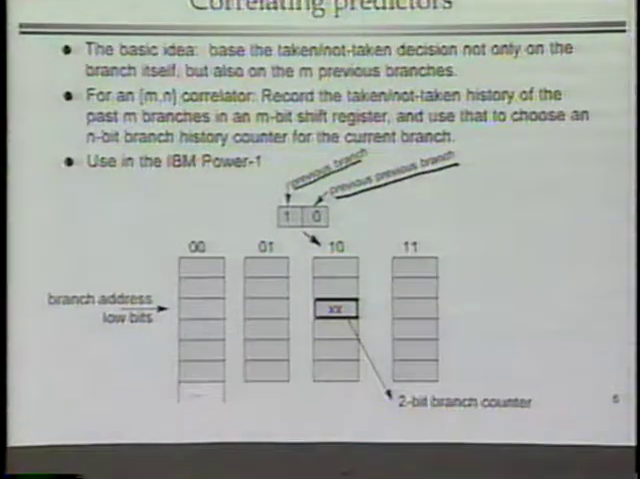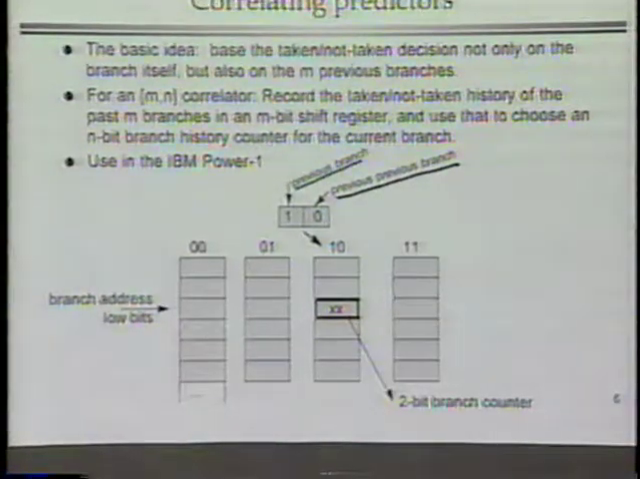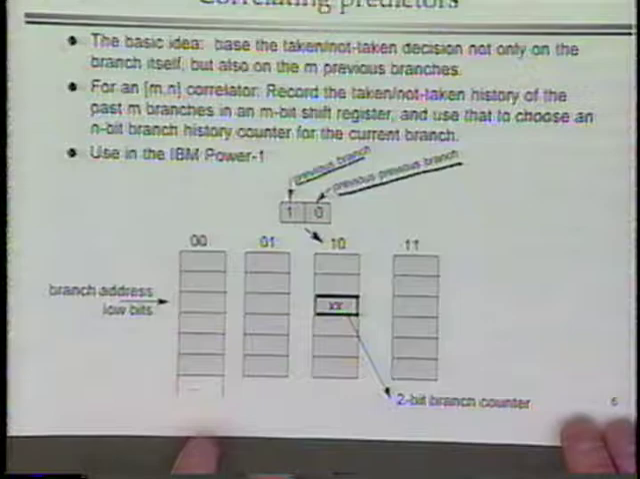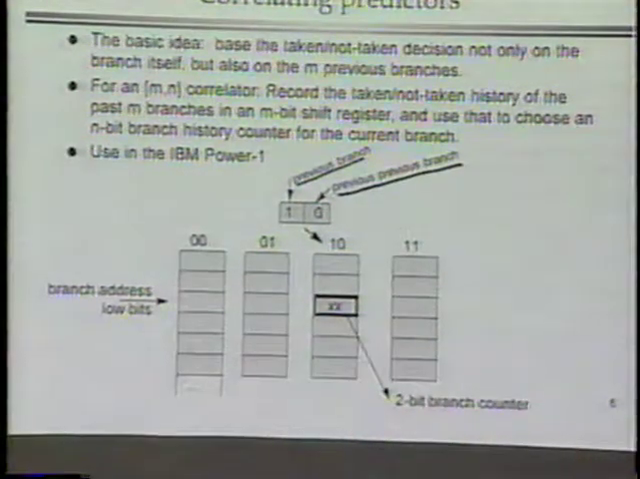You can imagine elaborating this by keeping history of more branches, or putting more bits in the branch counter. The only implementation I know of this, the IBM Power 1, in fact used this scheme, which looked at 2 previous branches, and for each table entry you kept track of a 2-bit branch counter.